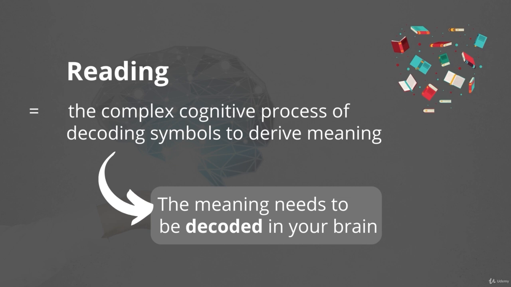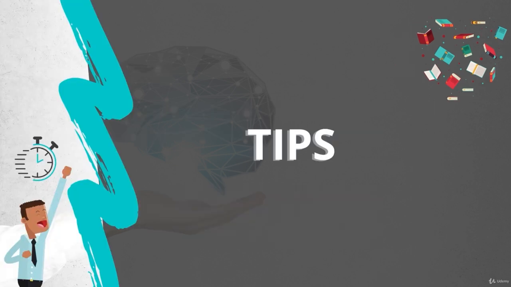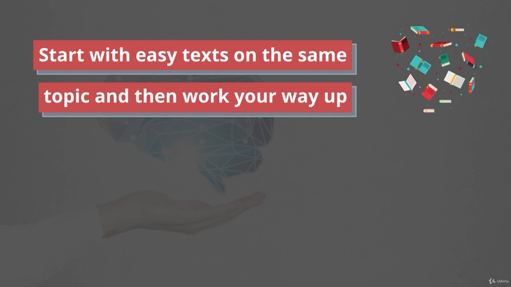If we're not able to do that because we don't have enough expertise or we don't know the words, I have 2 tips for you that you can use in those situations. Tip number 1 is a little more difficult to do. It is start with easy texts on the same topic and then work your way up. If, for example, you have a highly specialized text on quantum physics, start by easy introducing articles on that topic. Then, once you've understood these texts, gradually move your way up.